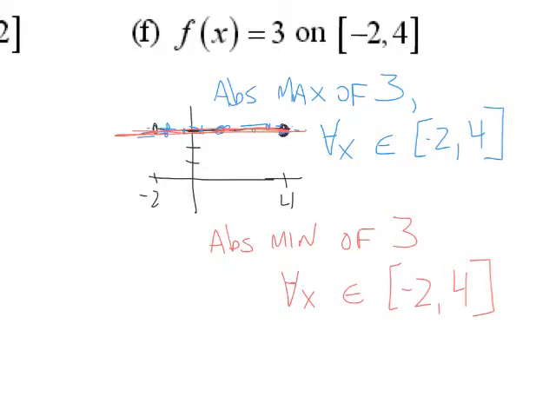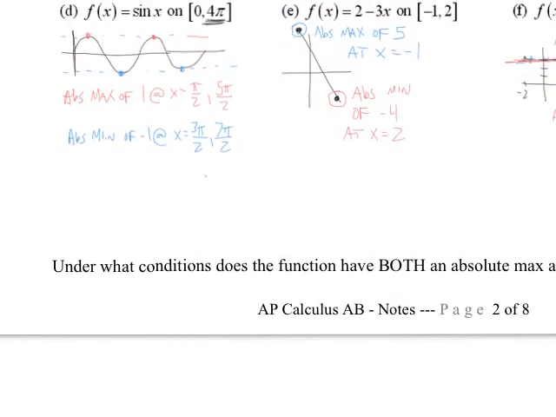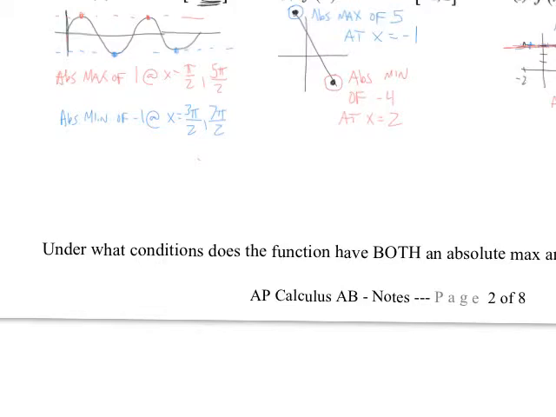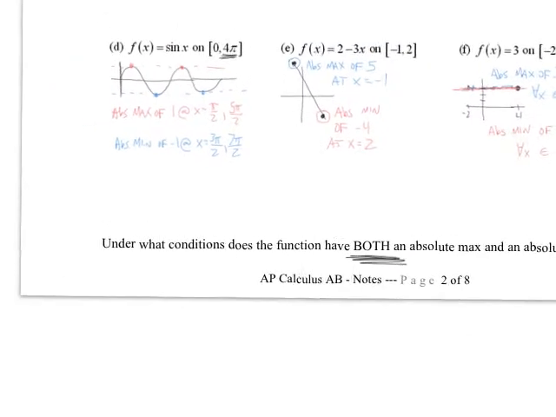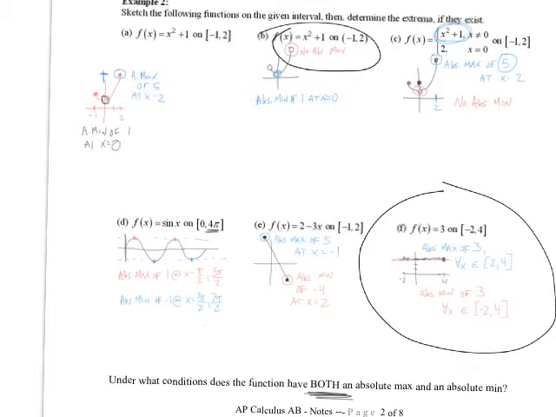So, all right, a question for you to consider as we move forward is, under what conditions does the function have both an absolute maximum and an absolute minimum? So when we looked at these graphs here, we saw that some graphs had both a max and min, and some of them were missing a max or a min. So ponder that, and we'll talk more in class.